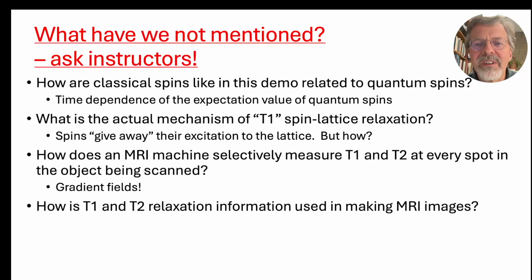For example, the question is, how are classical spins, like in our demo, related to quantum mechanical spins that allegedly describe the behavior of protons in organic materials, for example? And the short answer is that the time dependence of the expectation value of quantum spins is the same as the time dependence of what happens to classical spins in a magnetic field. So the demonstration that we've done is actually accurate in how it depicts that part of the physics.